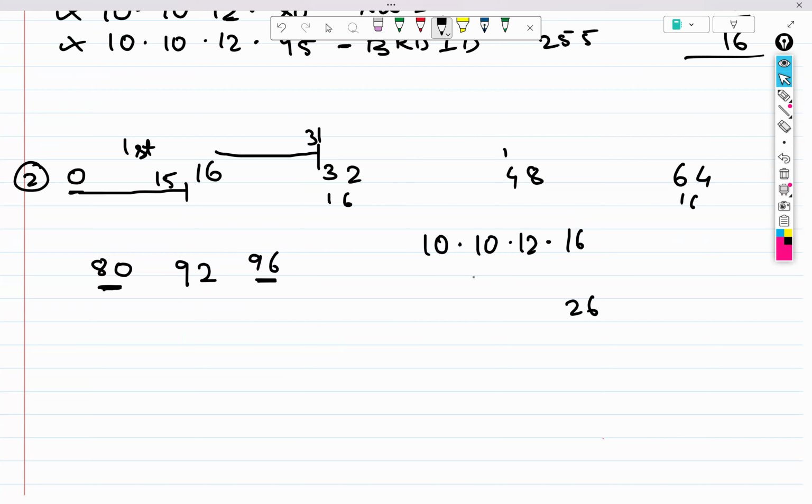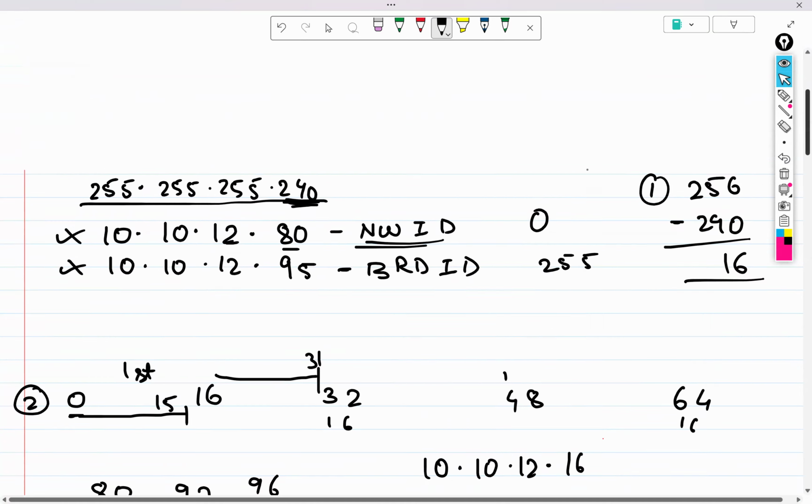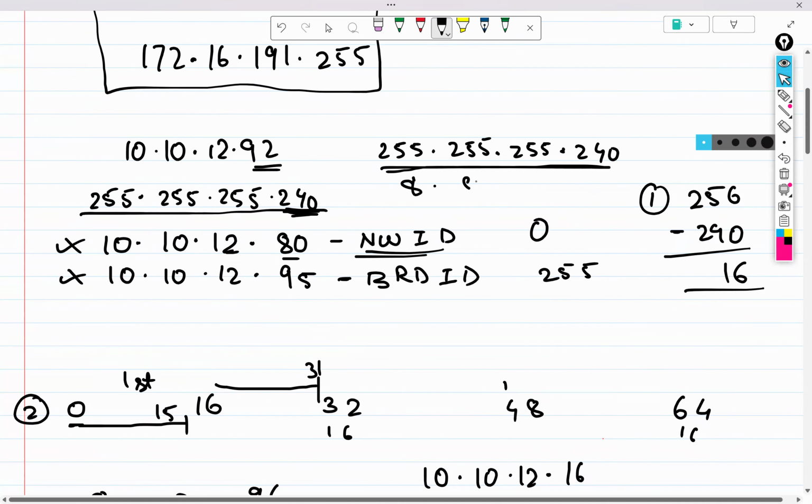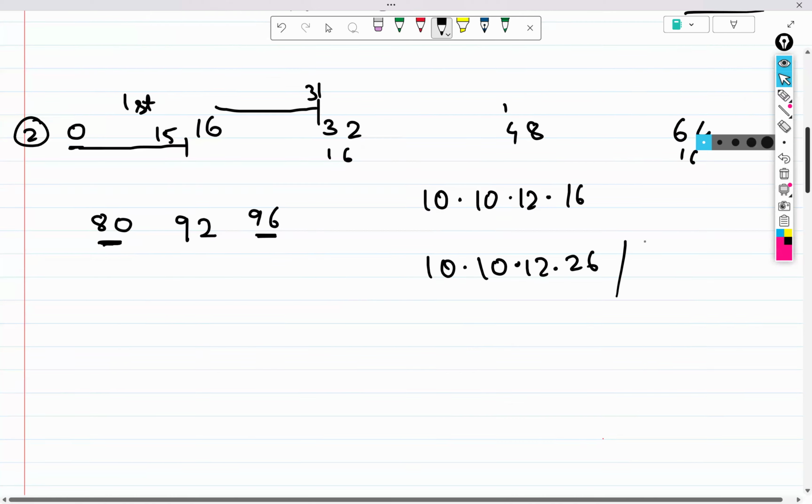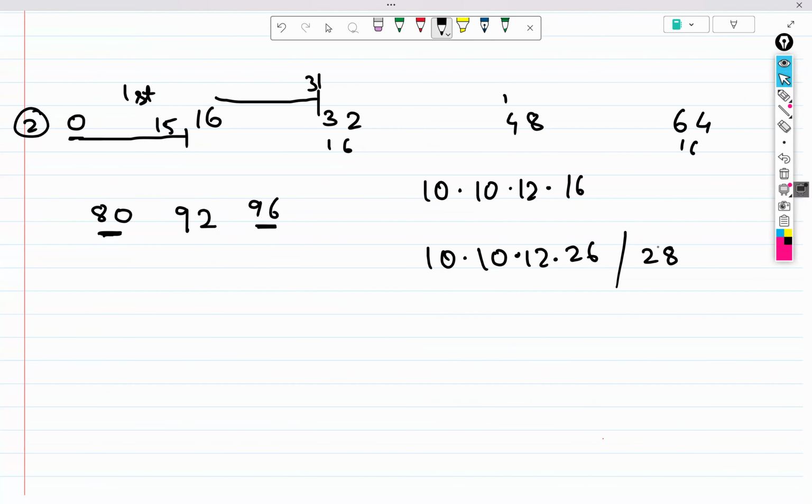So the 10th IP address in the second subnet is going to be 10.10.12.26. The mask is 8 plus 8 plus 8, 24, and 240 is 128, 192, 224, 240, so 4 more bits: slash 28. This is slash 28. So this is your 10th IP address in the second subnet.